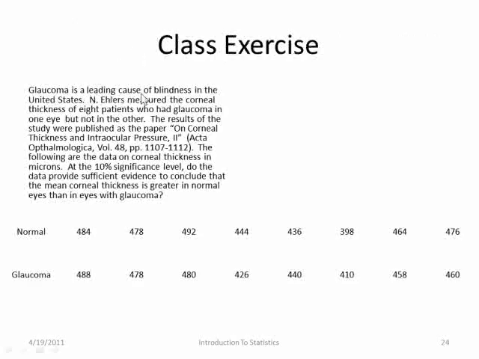So glaucoma is the leading cause of blindness in the United States. Ehlers measured the corneal thickness of 8 patients who had glaucoma in one eye, but not the other. The following are the data on the corneal thickness in microns. At the 10% significance level, do the data provide sufficient evidence to conclude that the mean corneal thickness is greater in normal eyes than in eyes with glaucoma?